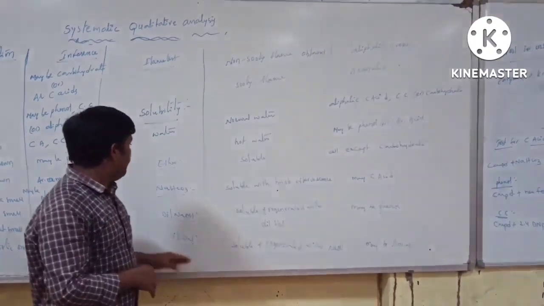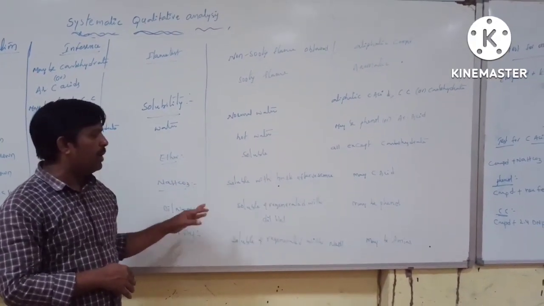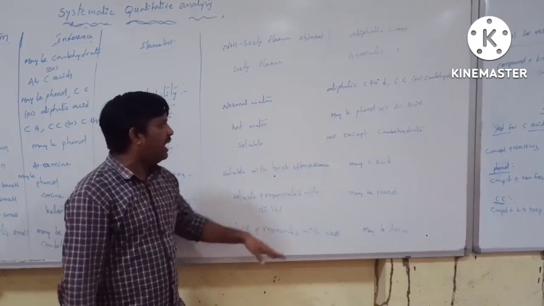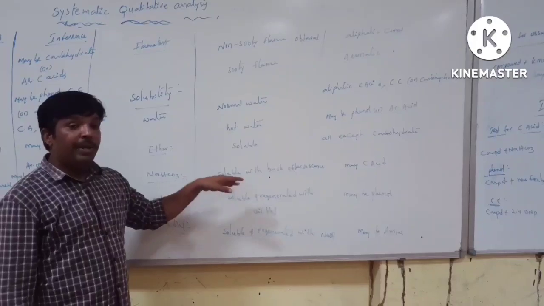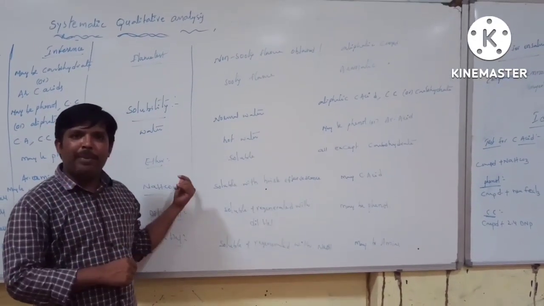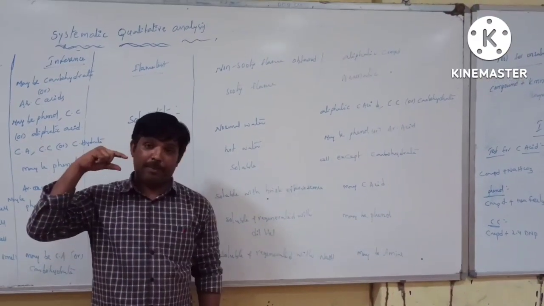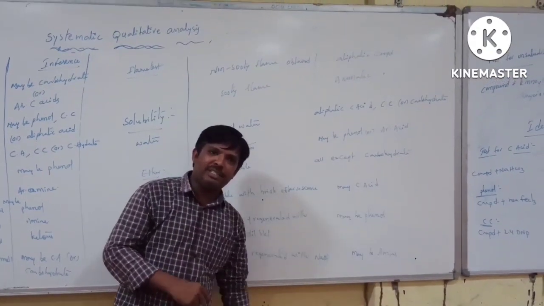Then sodium bicarbonate. With the use of sodium bicarbonate we can easily identify carboxylic acid. The compound is soluble in sodium bicarbonate with brisk effervescence. If brisk effervescence occurs, maybe a carboxylic acid is present.